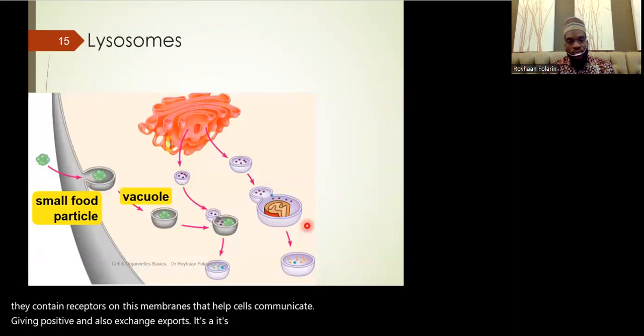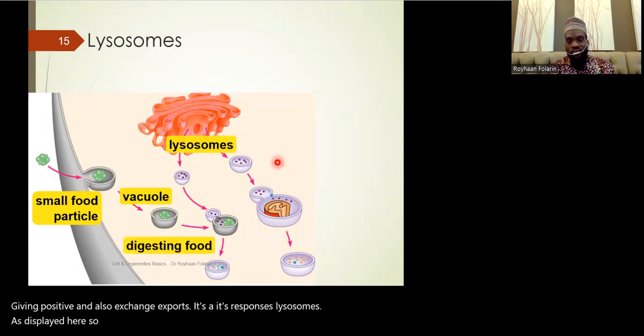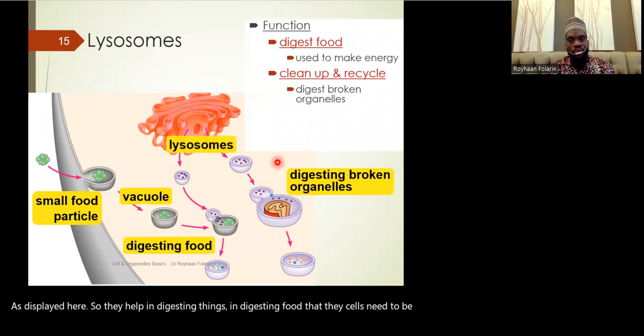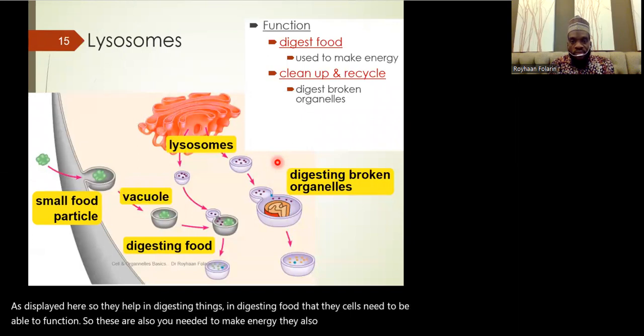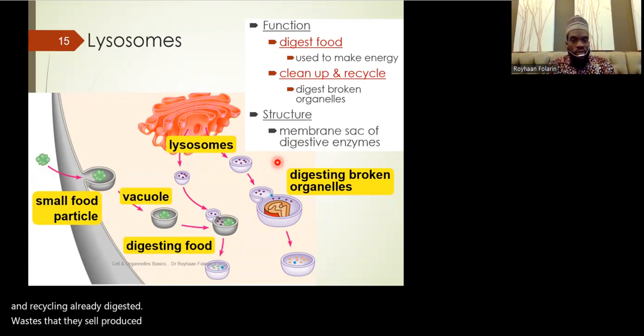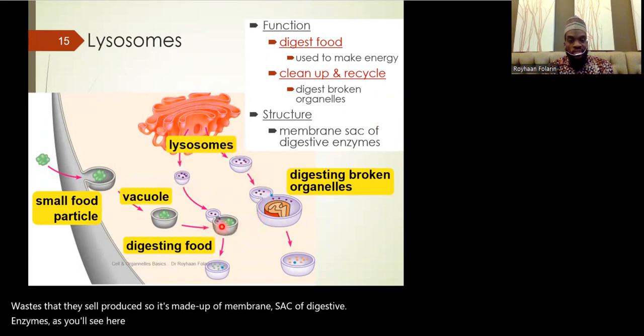responses. Lysosomes, as displayed here, so they help in digesting things, digesting food that the cells need to be able to function. So these are also needed to make energy. They also help in cleaning up and recycling already digested wastes that the cell produce. So it's made up of a membrane sac of digestive enzymes, as you'll see here. So that's another organelle within the cell.